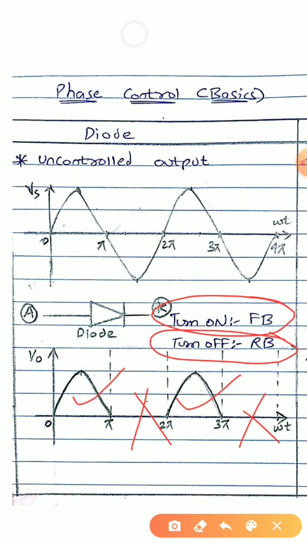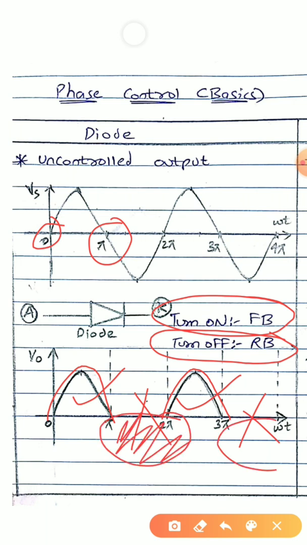We can see that from 0 to pi there is full conduction, that is, I am getting the full half waveform. From 2 pi to 3 pi also I am getting the full half waveform, and from pi to 2 pi, as it is off, I am not getting any waveform, that is, there is no waveform present over the negative half cycle. So this is clearly understood, I think.